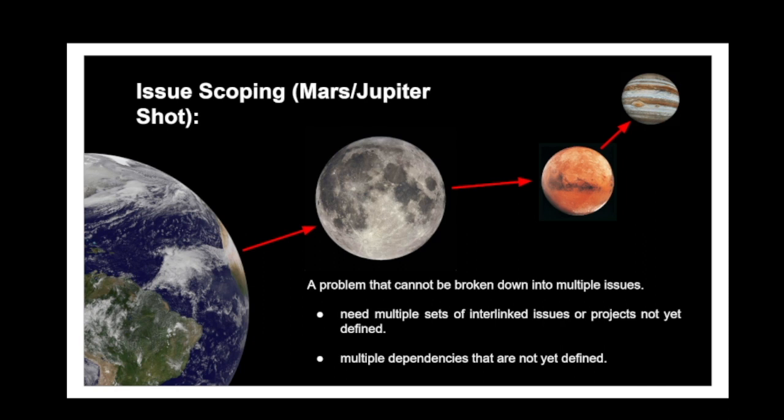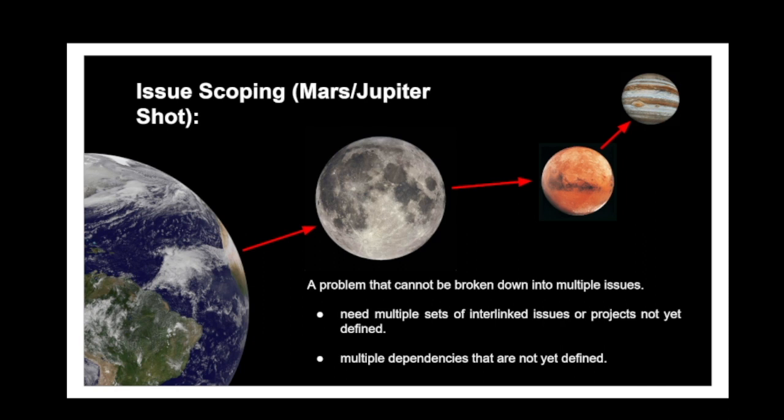A Mars-Jupiter shot is even more complex than that. It's a problem that cannot be broken down into just a handful of issues. You might have a moonshot that you're working on, but then you have another moonshot on top of that. So you're basically trying to get from Earth to the moon, moon to Mars, and Mars to Jupiter, and you're doing all of this as a set of interrelated moonshots.